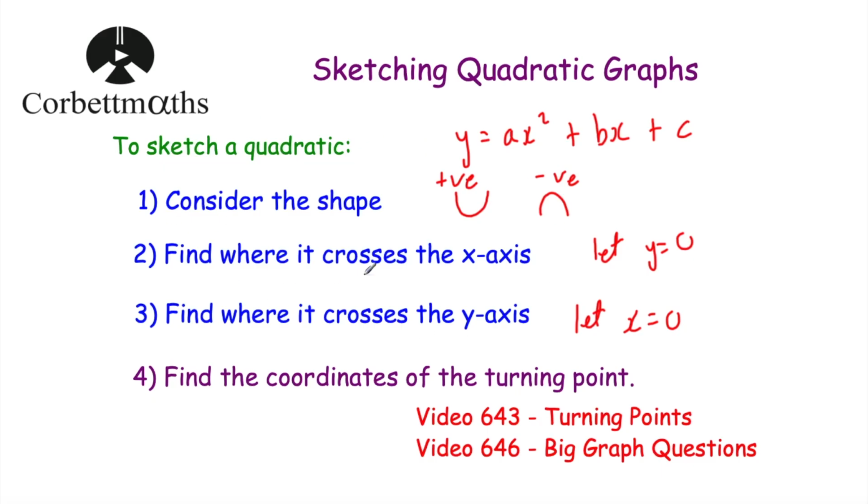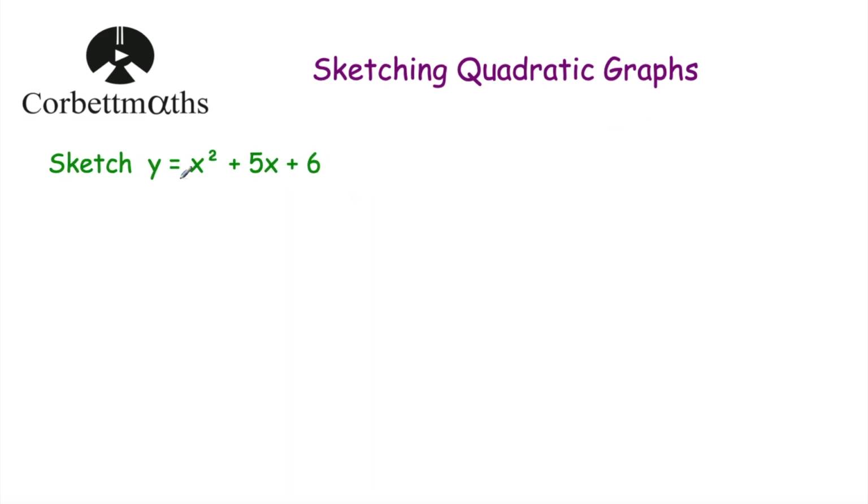Okay, so they're the steps that I would use if I was sketching a quadratic graph. I would consider the shape, I'd find where and if it crosses the x-axis, where it crosses the y-axis, and I'd also label the coordinates of the turning point if I'm asked to. Okay, so let's have a look at our first question. Our first question, we've been asked to sketch y equals x squared plus 5x plus 6.